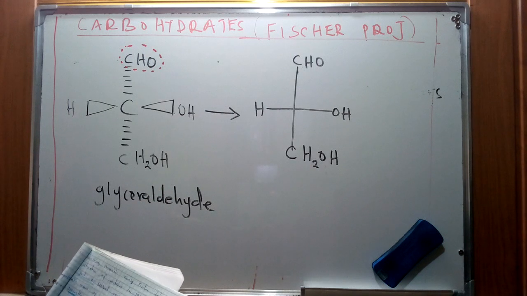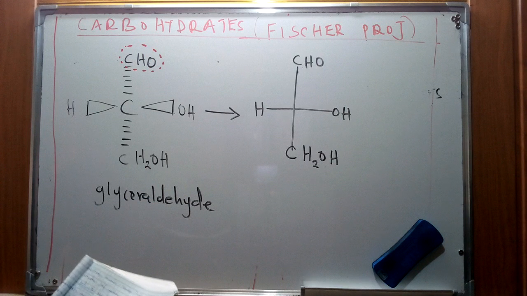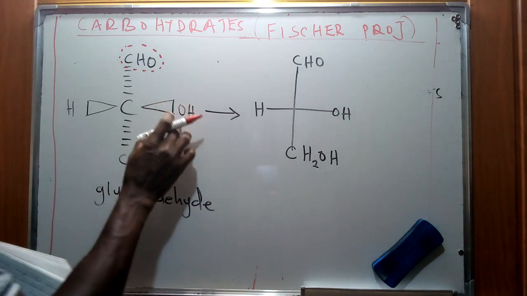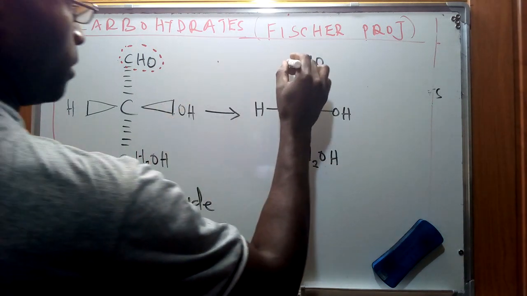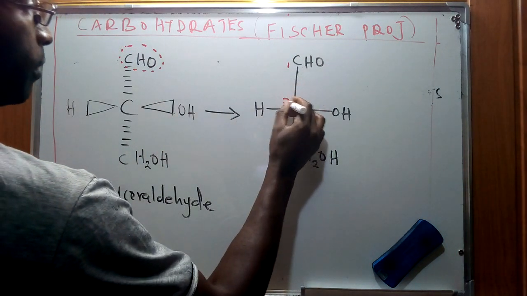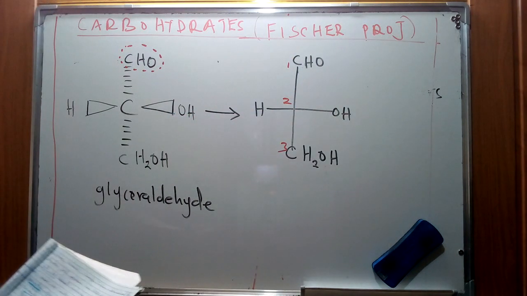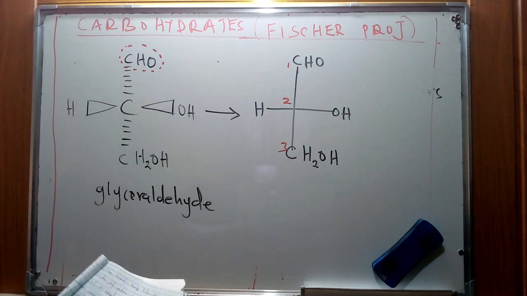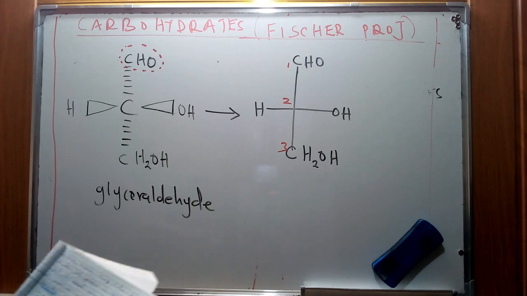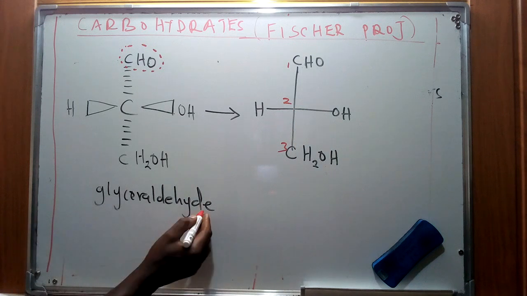And the carbon number 2 hydroxide group is pointing to the right. So this hydroxide group with the carbon number 2, this is carbon number 1, 2, 3. So basically the hydroxide group of carbon number 2 is going to face to the right. And then we're going to have this particular representation for this specific compound.